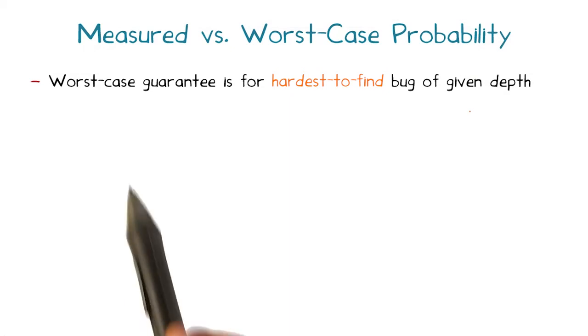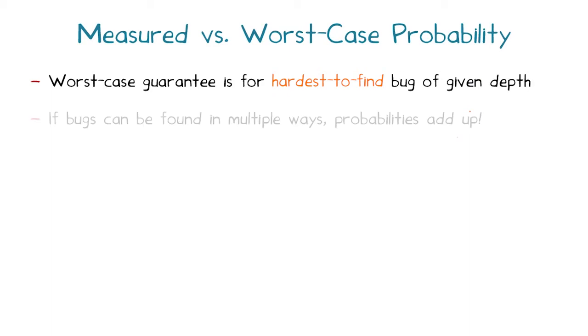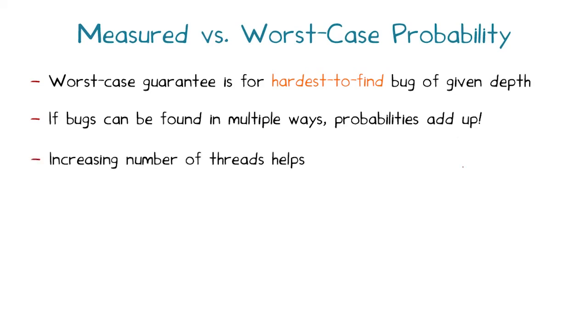The theoretical lower bound is only for the hardest to find bug of a given depth. That is, a bug that has exactly one thread schedule that causes it to trigger. If a bug can be found via multiple thread schedules, then the probability of finding that bug is the sum of the probabilities that each of those schedules is chosen. And while the theoretical lower bound decreases as the number of threads increases, in practice we see that the probability of finding a bug increases as the number of threads increases. This is because having more threads typically means there are more ways to trigger a bug.